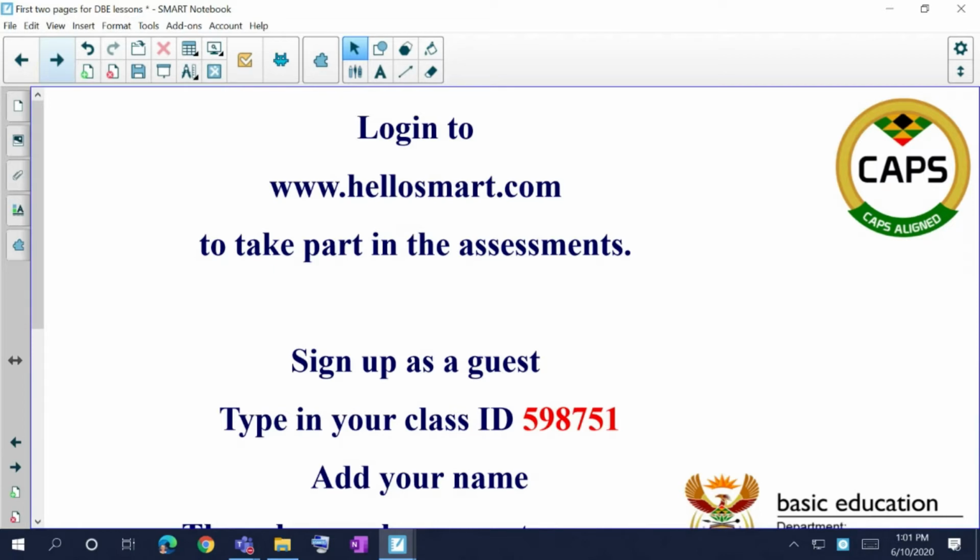So login details, www.hellosmart.com, and you sign in as our guest. You type in the ID. The ID is 598751. I'm sure I'm very clear. I did put it in red.